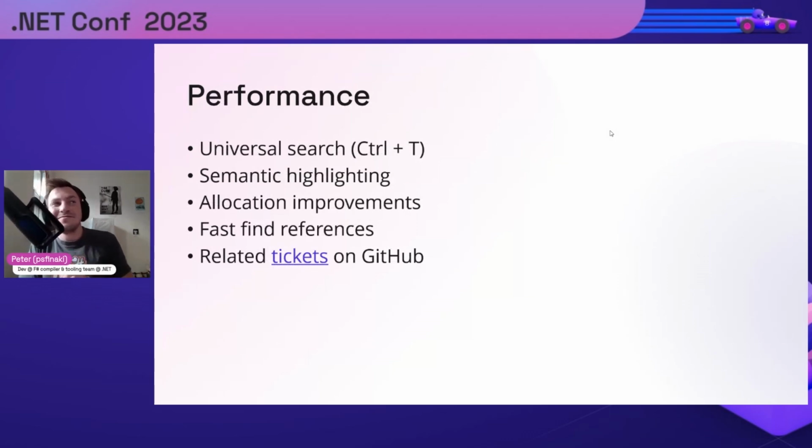Performance. Some people talk about that at the beginning. I talk about it at the end for some reason. Regardless, we have done a lot of work in that domain. Particularly, you will notice quicker universal code search, which is Ctrl+T in Visual Studio. You'll see the brisker syntax highlighting and faster code reference discovery. There are also many memory allocation reductions as well.